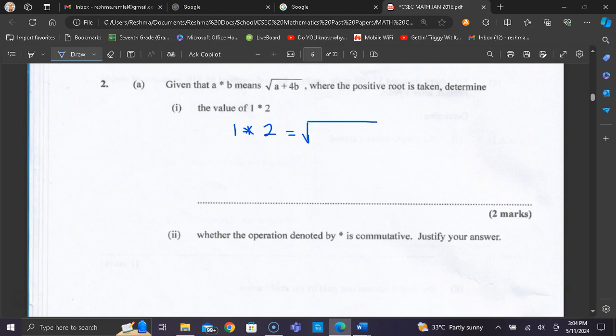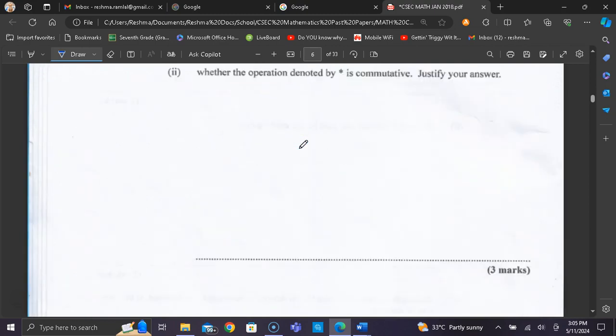So the square root of A plus 4B, that would be 1 plus 4 times 2, which is the square root of 1 plus 8, square root of 9. Now the square root of 9 is actually plus or minus 3, but since they told us that the positive root is taken, we just have one value, which is positive 3. So let's look at part 2.